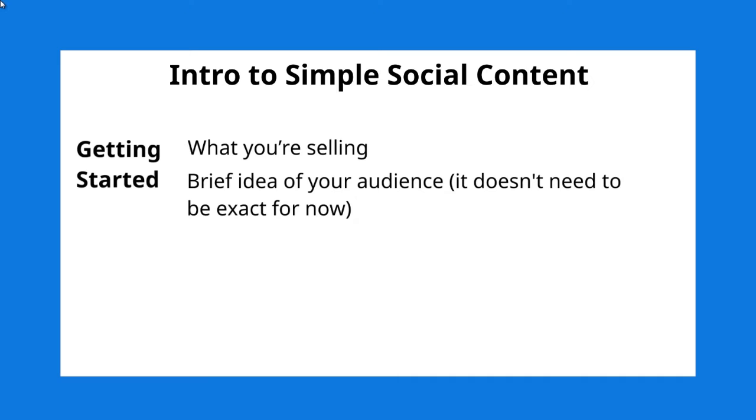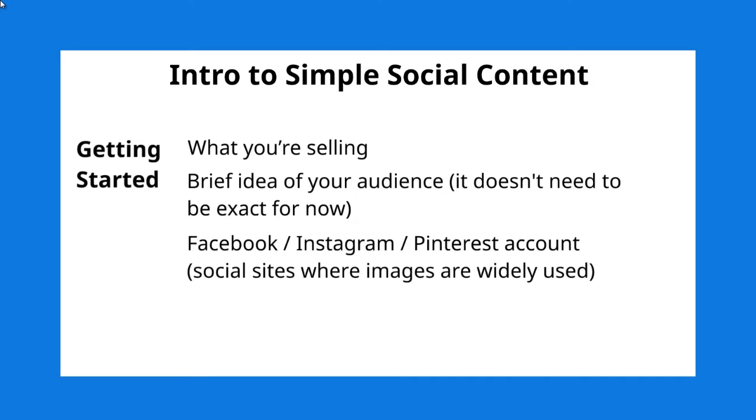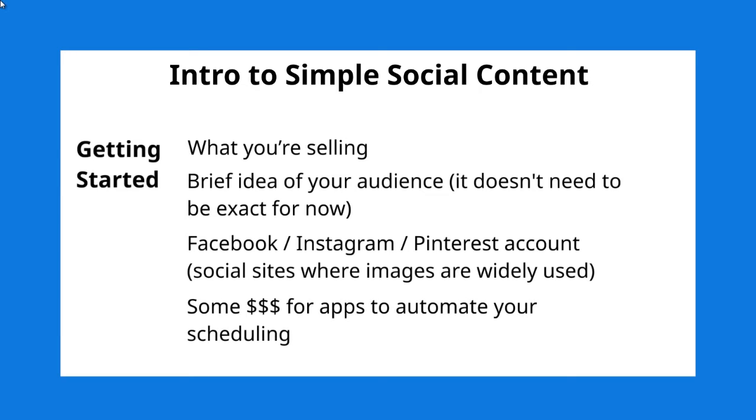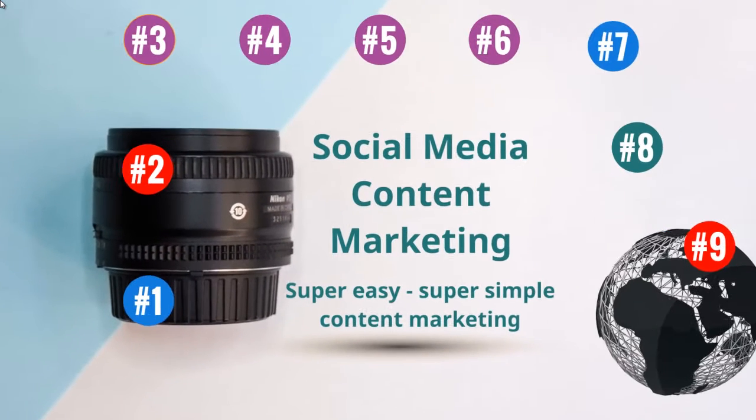You also need to have a brief idea of your audience. It doesn't need to be exact for now. We'll clarify that. But have a brief idea. Start painting a picture of what your audience looks like. And of course, you'll need some money for apps to automate your scheduling. And of course, if you're low on money, you can definitely post the images and content yourself without scheduling them. With that said, let's move on to the next video.